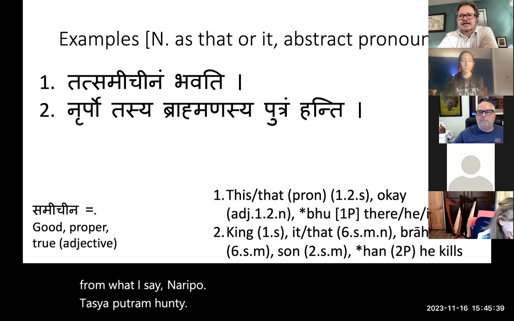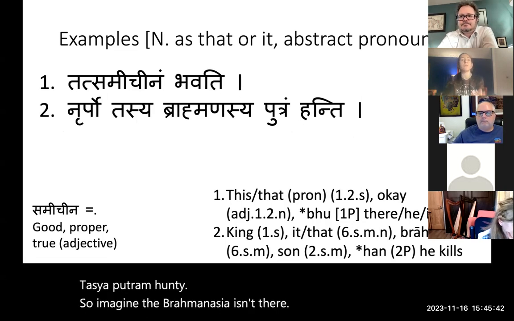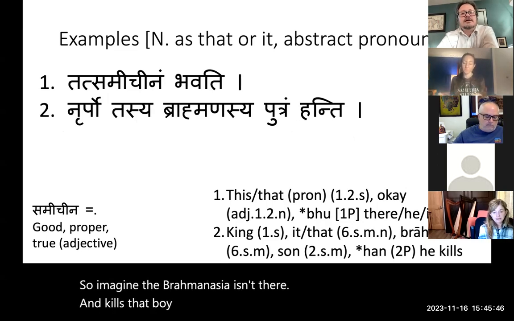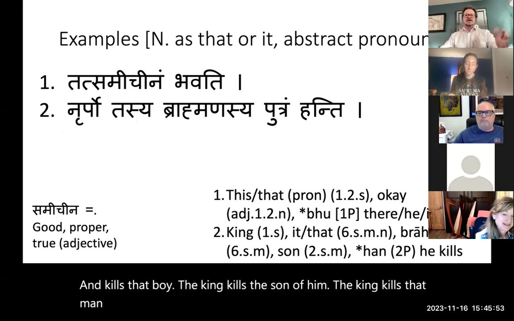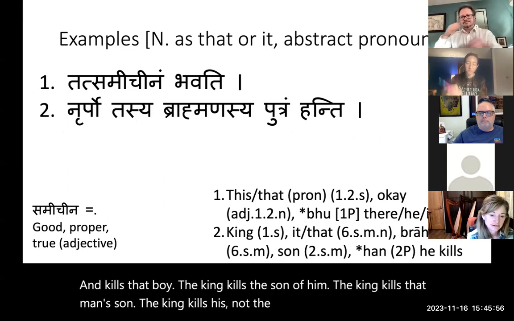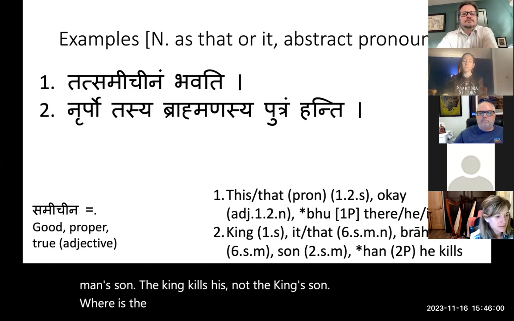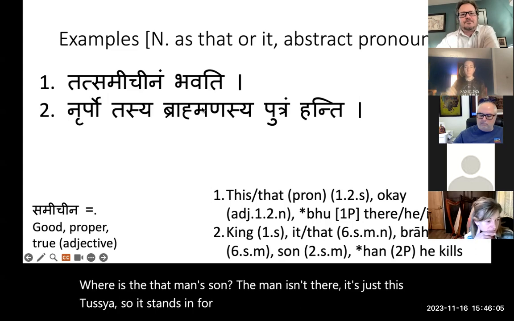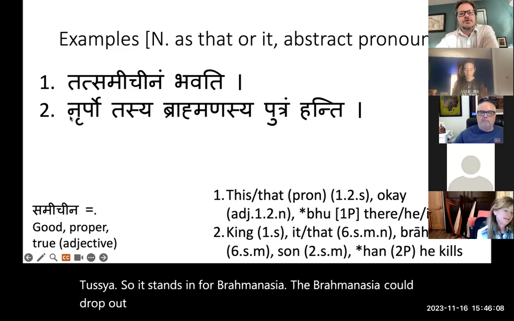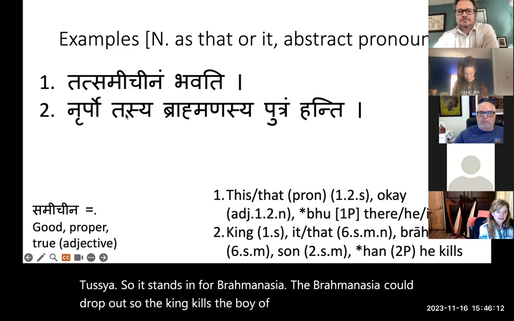So imagine the Brahmanasya isn't there. The king kills that boy, the son of him. The king kills that man's son, not the king's son. Where's that man's son part? The man isn't there. It's just this tasya. So it stands in for Brahmanasya. The Brahmanasya could drop out. So the king kills the boy of him.